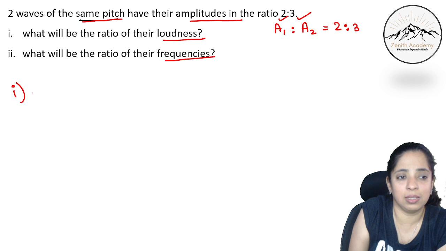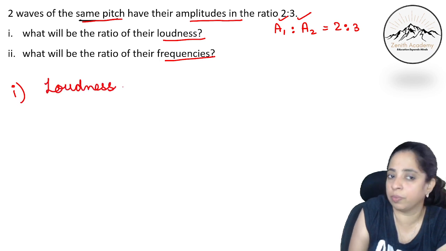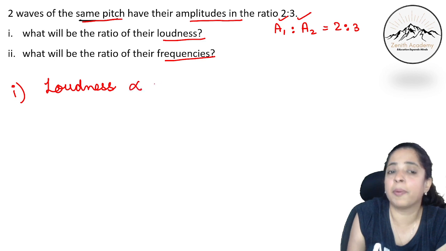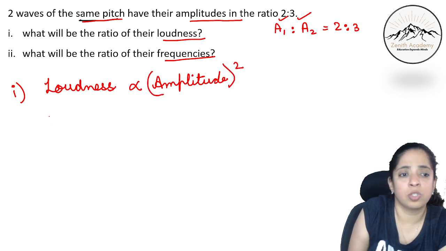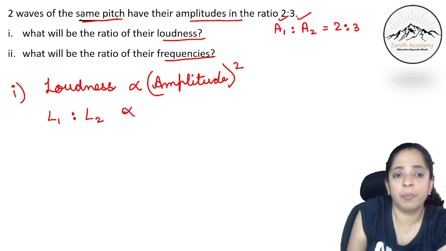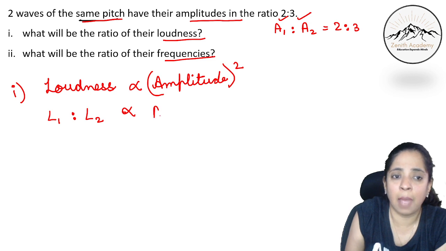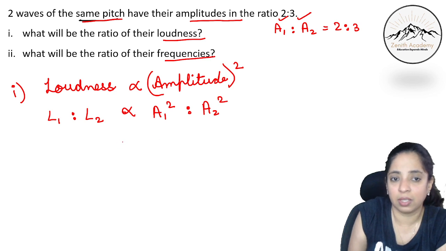तो पहला वाला. Now we should know that loudness and intensity both are directly proportional to the square of the amplitude. So loudness is proportional to the square of the amplitude. So loudness of first wave is to loudness of second wave will be proportional to amplitude of first wave का square is to amplitude of second wave का square, right?